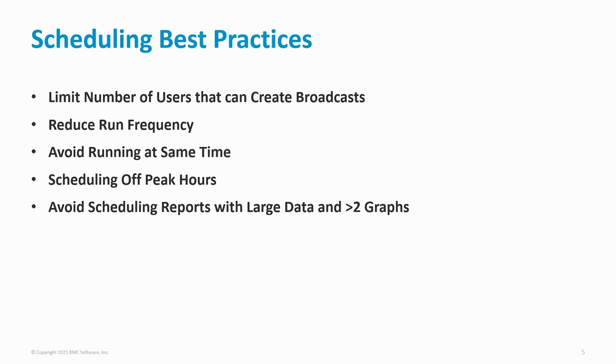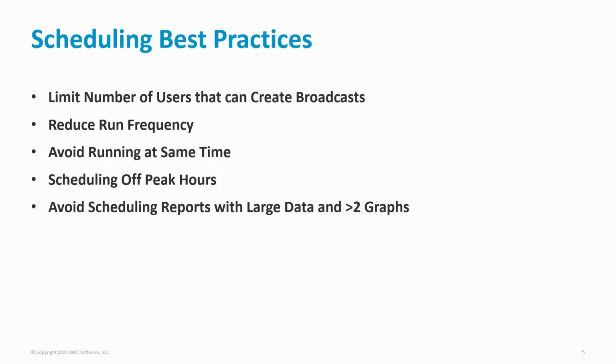For the third point, avoid running at the same time. Space out your schedules. For example, for a daily broadcast that is scheduled at 6 a.m., we don't want to have another one exactly at the same time. Maybe we want to schedule the second one at 6:05 and the third one at 6:10 and so on, giving it some time to process them one by one instead of all together.